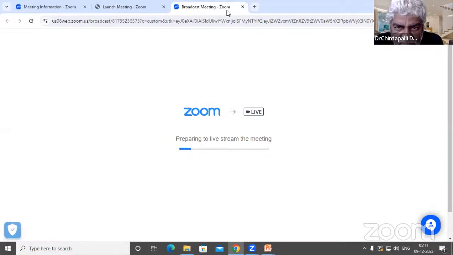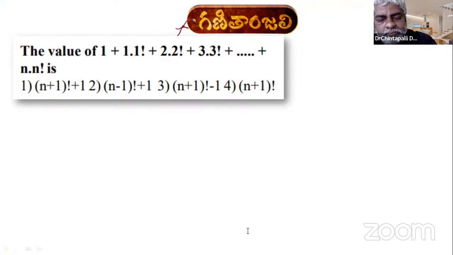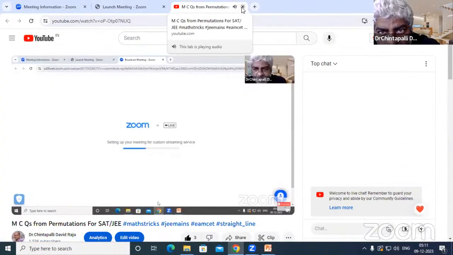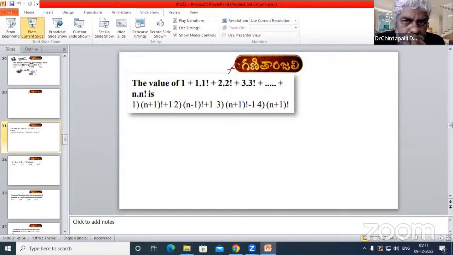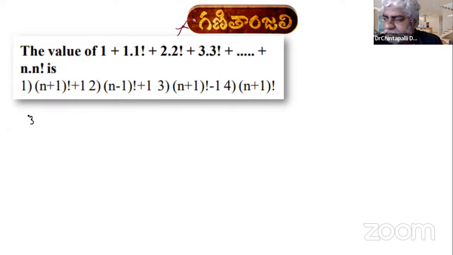3 times 2 times 1. Very good. 3 factorial is 3 times 2 times 1. 3 times 2 times 1 is called 3 factorial. Yes. Agree. This is called 3 factorial.